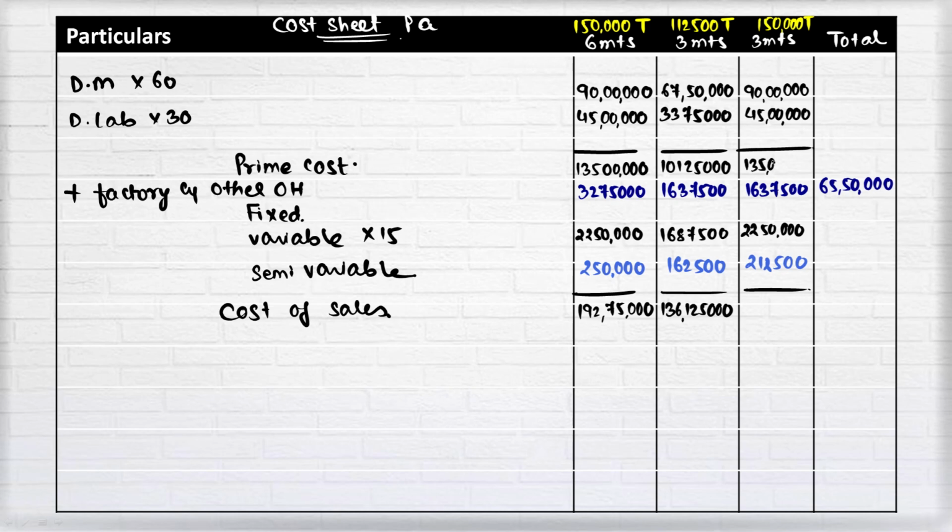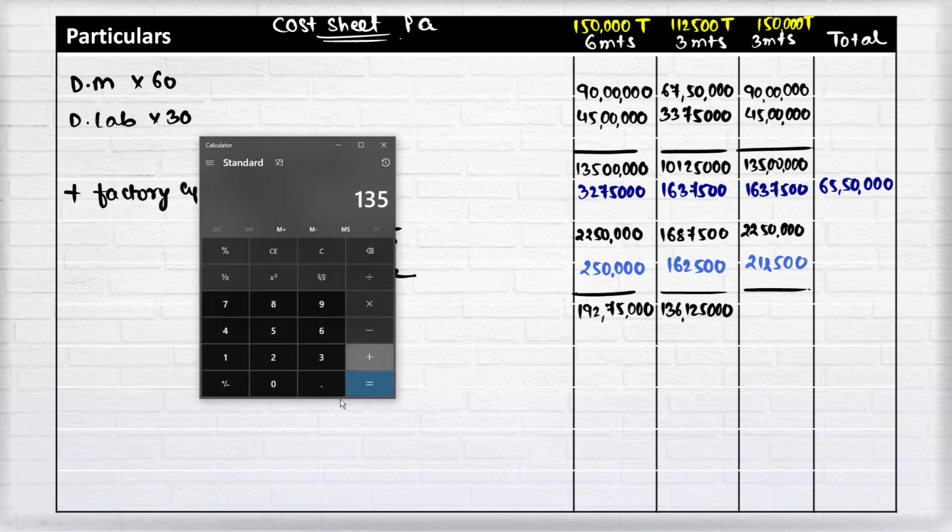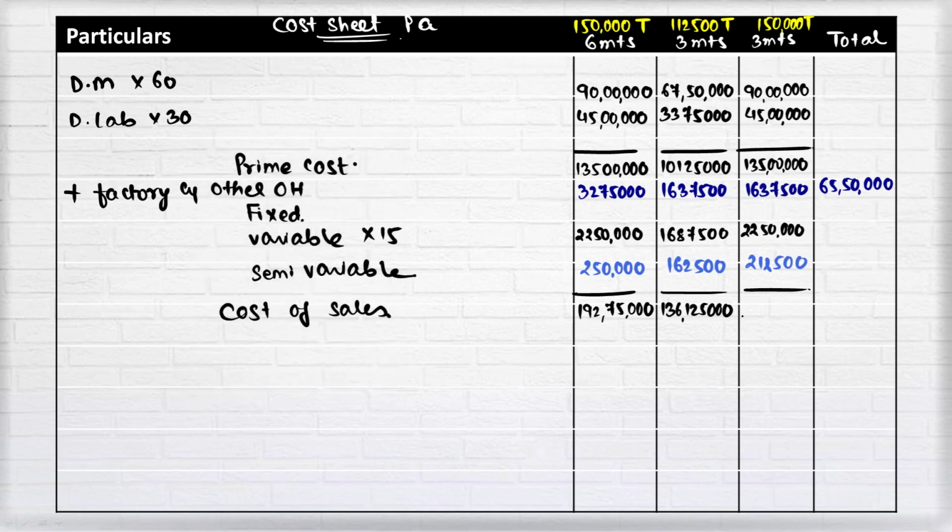One 35 lakhs. 135 lakhs plus 16 lakh 37,500 plus 22 lakh 50,000 plus 2 lakh 12,500. 176 lakhs.